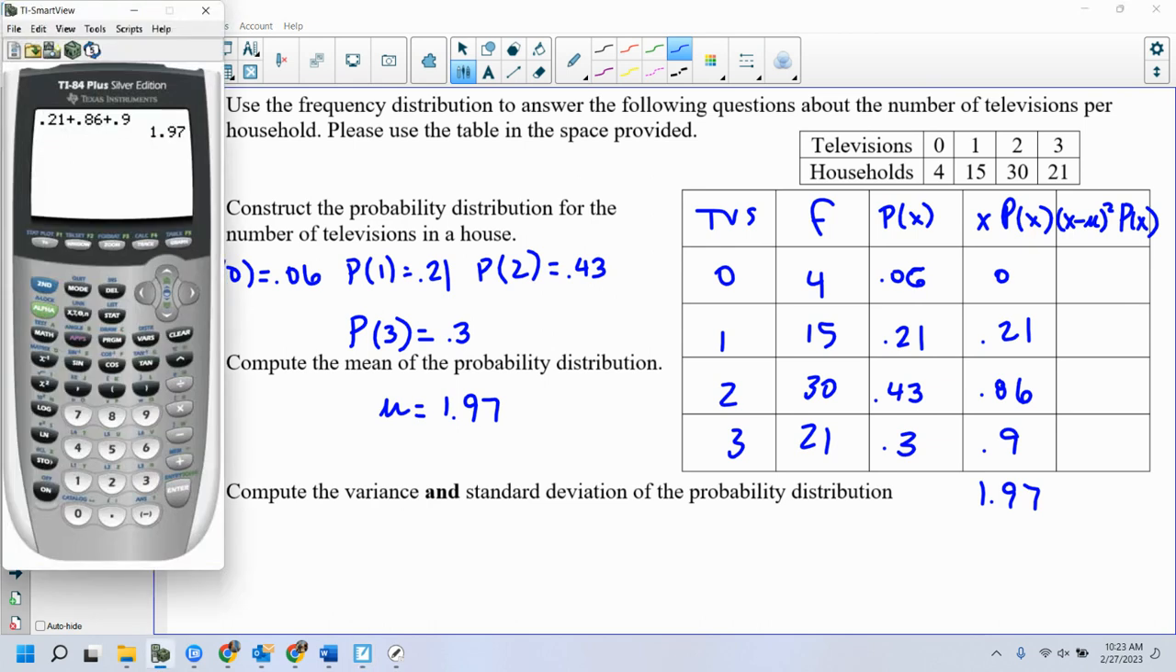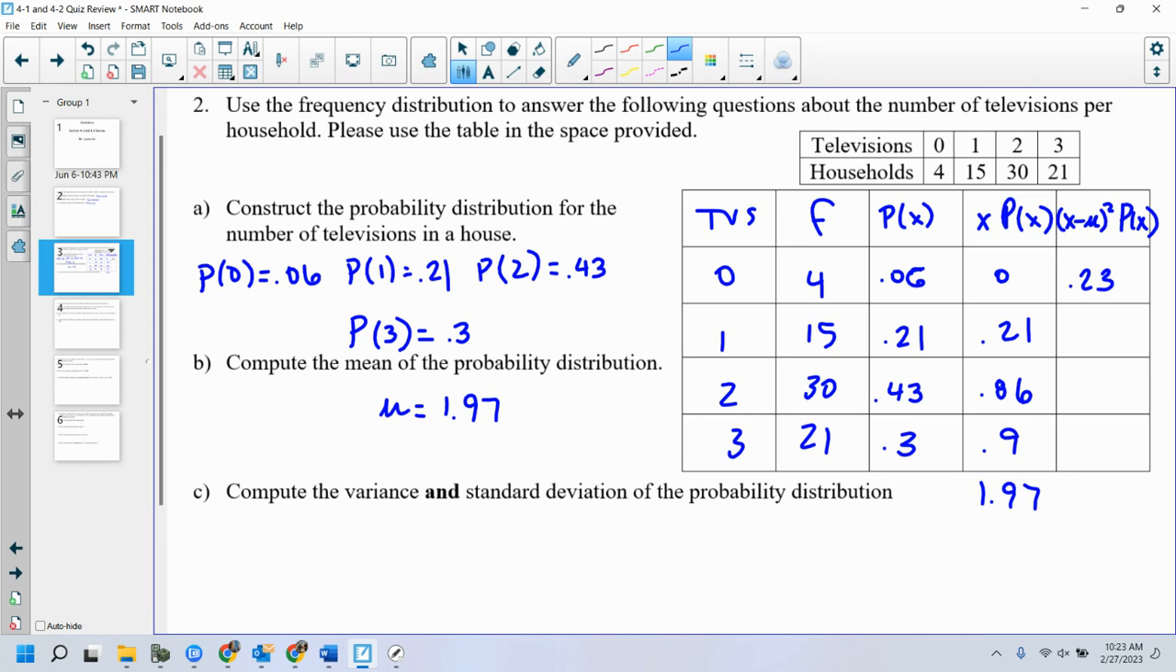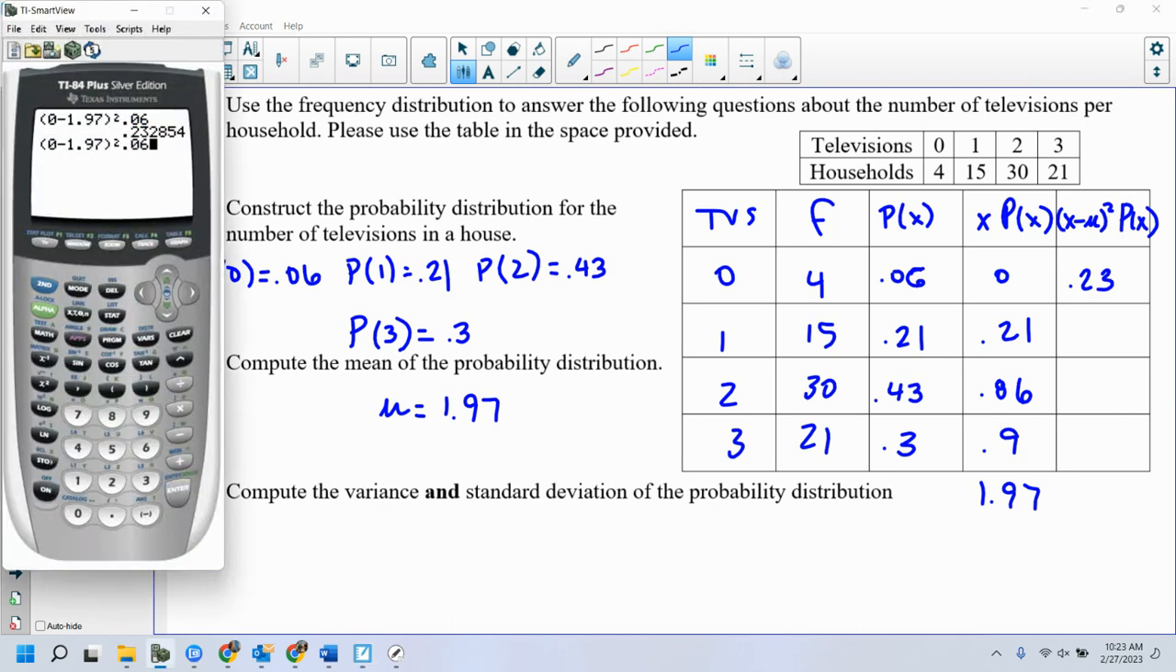Okay, so I've got to go in and calculate all these little things here: (x minus mu) squared p of x. So we've got (0 minus 1.97) squared, times p of x, 0.06, which gives 0.23. Okay, we're going to run that same calculation, but instead of 0, I'm calculating 1, and my decimal here is 0.21. That gives 0.197, let's say 0.2.